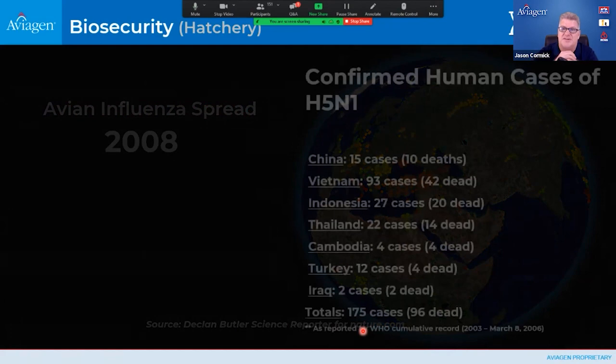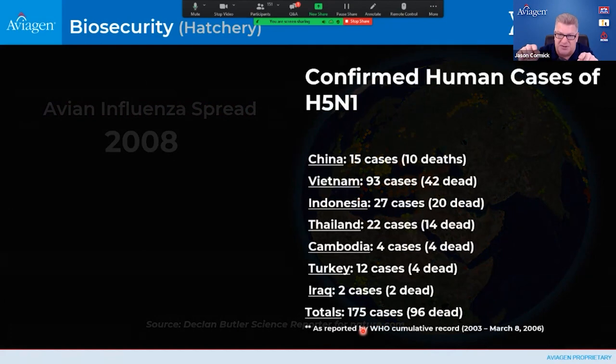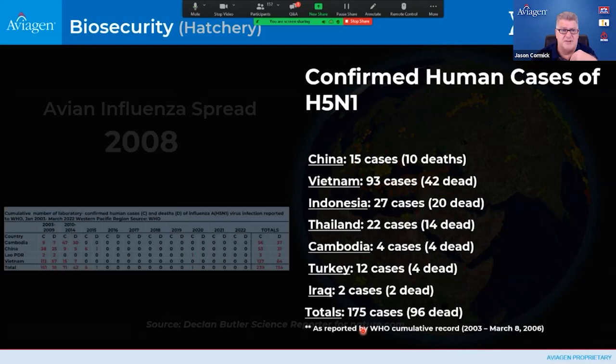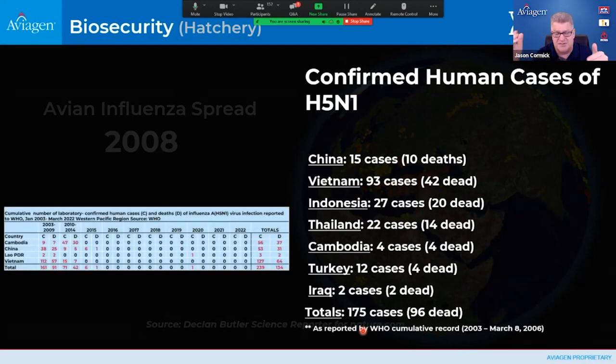Now, the key thing at this point, when we were looking at the human cases and how many dead, you see the number is quite high. But if you look at recent years, you'll see that has really come down. So there's been a lot of work here. So it's not all bad news, it's not all negative, but it's something that we have to be really careful of.